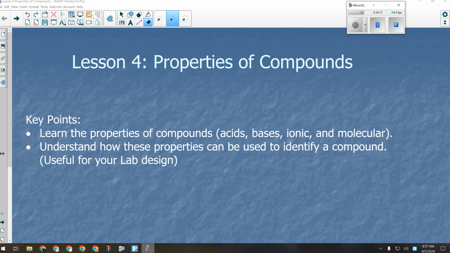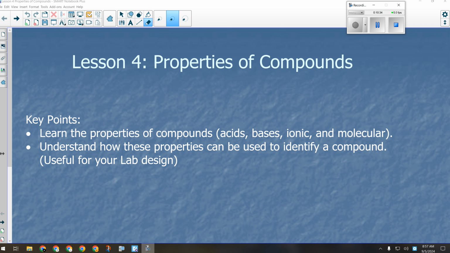How about color? Color's definitely an obvious one. If you look at something and it's blue or green, that's a physical property. What's it like at room temperature? Right, so melting point, boiling point. Those are physical properties as well.